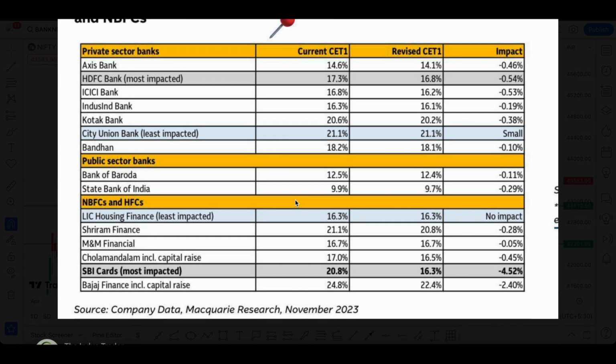Okay, this is the list which I updated you on in the Telegram channel in the morning itself. If you see, these are some banks and NBFCs which you should watch out for.